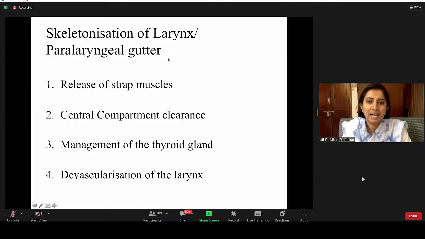We then move on to skeletonization of the larynx, also called creating a paralaryngeal gutter, by release of the strap muscles, clear the central compartment in all cases, management of the thyroid gland, which may differ from patient to patient, and finally, devascularization of the larynx.